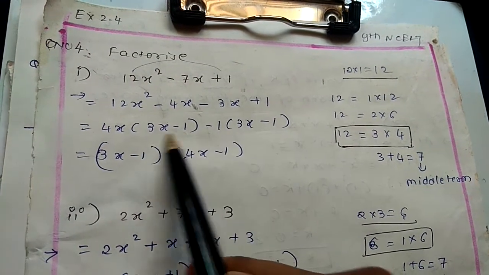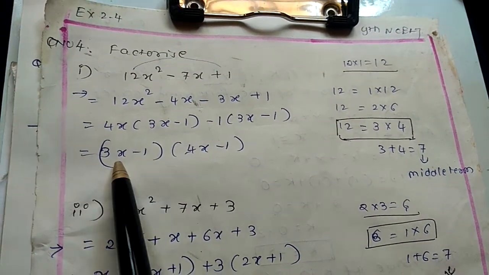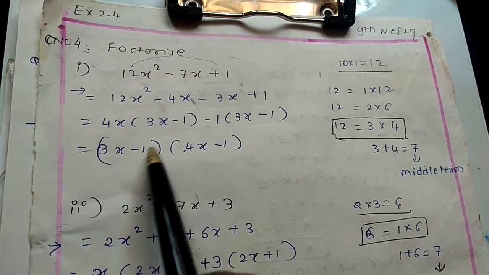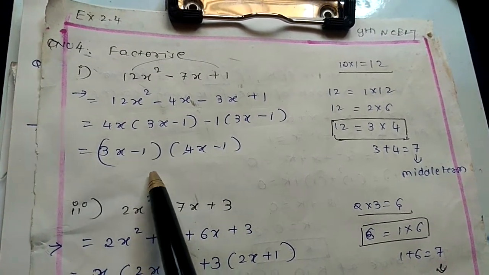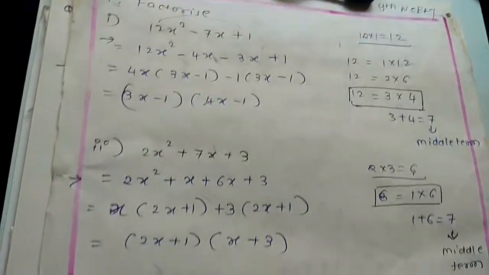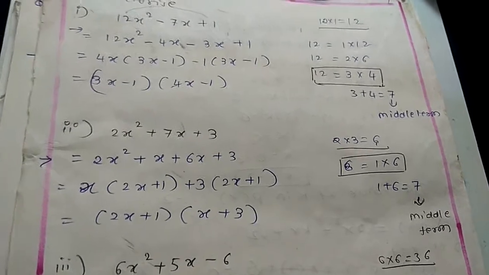Next, we got 3x minus 1 as common here. So we have taken 3x minus 1 as common. What will we get? 4x minus 1. So 3x minus 1 is one of the factors, and 4x minus 1 is one of the factors. Next, we'll move to the next example.